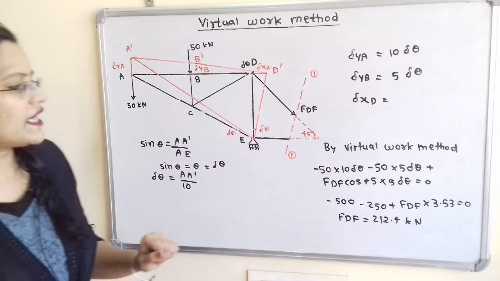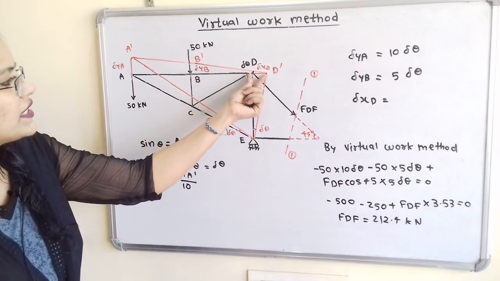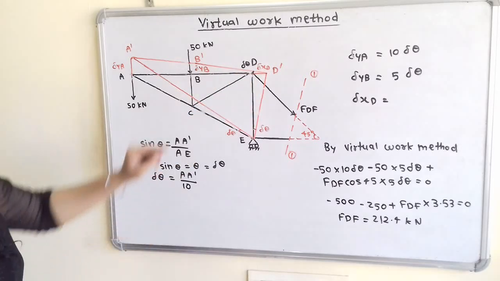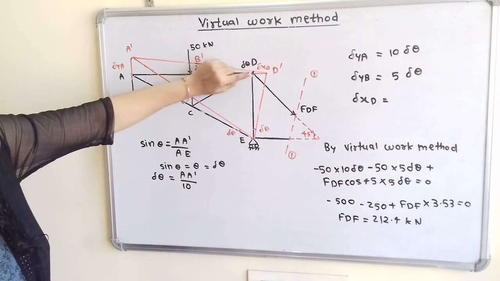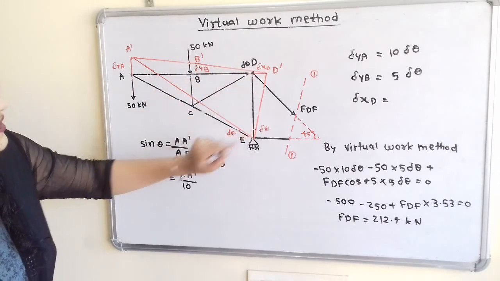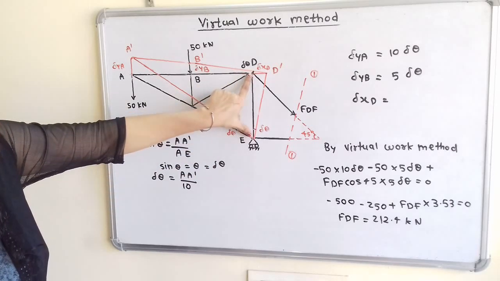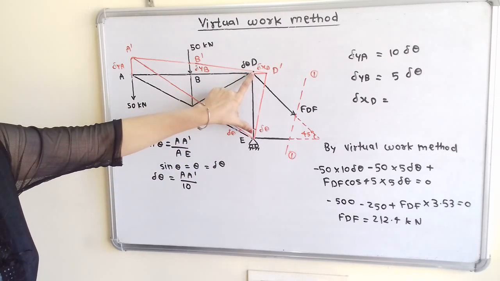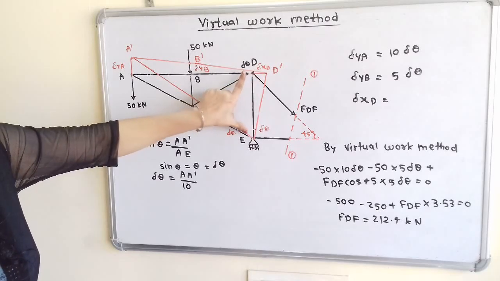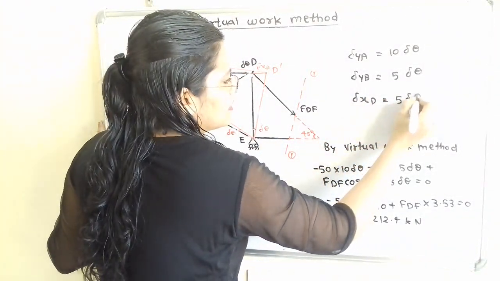Now we will move to the next. We have to find delta XD, this displacement. For that we will consider the triangle D dash E. In this triangle, here is the delta theta. And what is the length of the member ED? That is 5. So delta XD is equal to 5 delta theta.